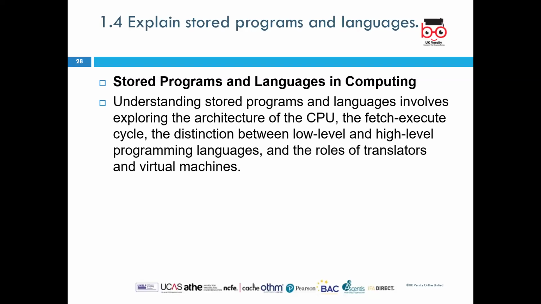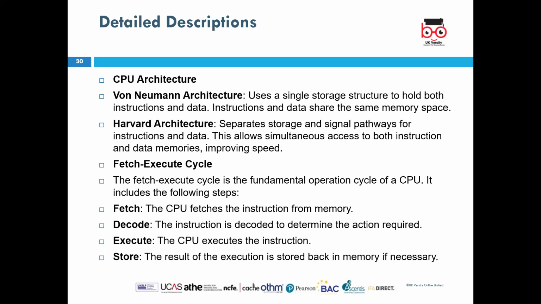So let's look at our CPU architecture. In the von Neumann architecture, we use a single storage structure to hold both instructions and data. Then we have the Harvard architecture, which separates storage and signal pathways for instructions and data.